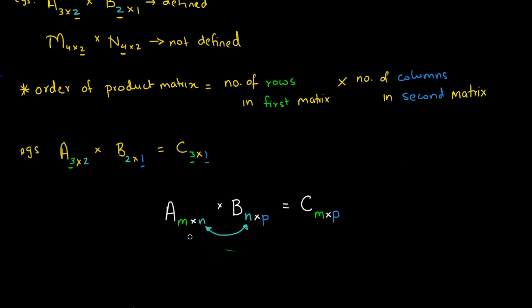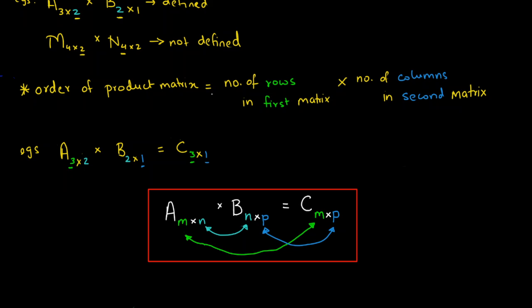The number of rows in the first is equal to the number of rows in the resultant matrix. And the number of columns in the second is equal to the number of columns in the resultant matrix. This little pattern is something that we will probably be revisiting again and again in our sums, so it'll be good to remember it. So let's just mark this as important. In the next video, we will take an example and actually see how to multiply two matrices.